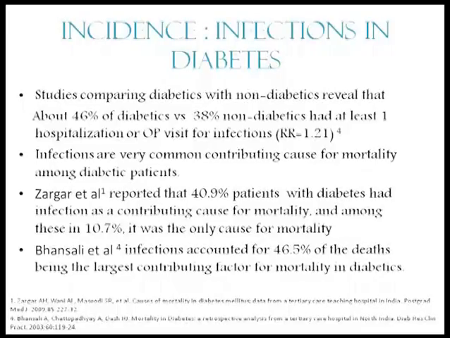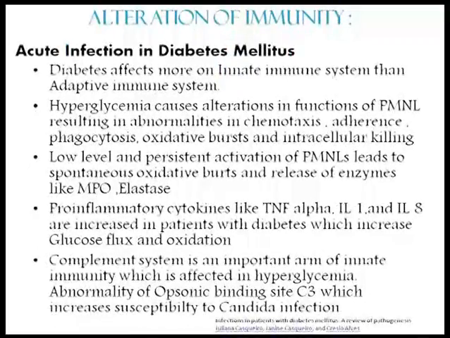Both non-diabetics and diabetics visit an OPD or an IPD for an infection, and this goes from the range of 46 to 38. And contributing to the mortality of the clinical problem, infections alone account for nearly 46.5%. This is the data. And why are there this many common infections?